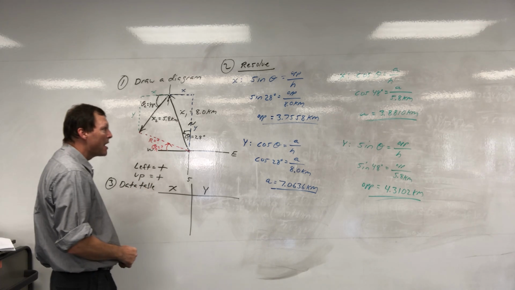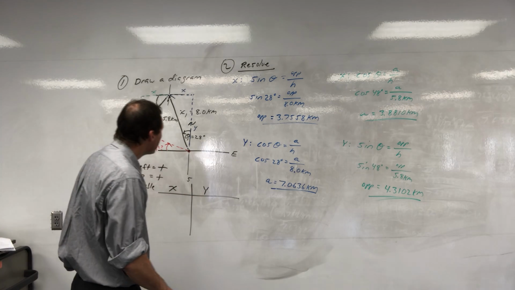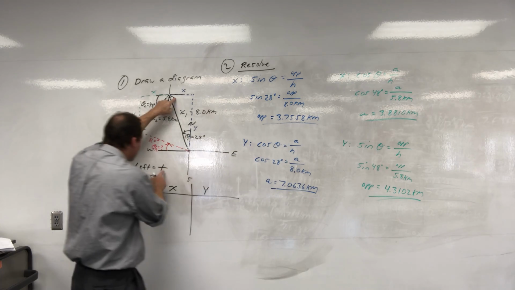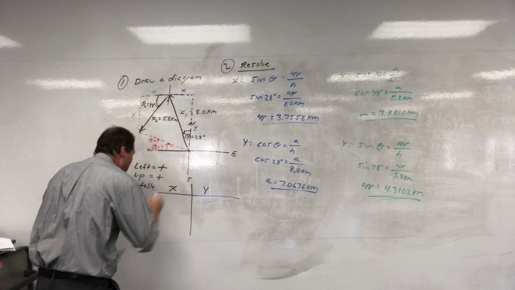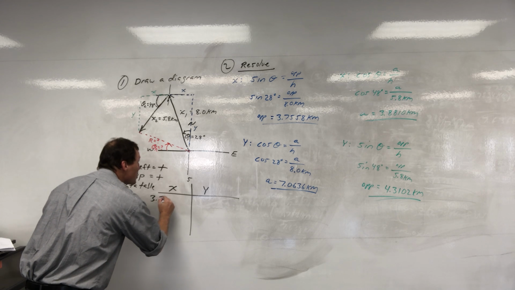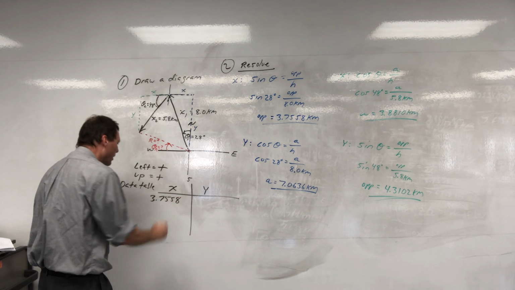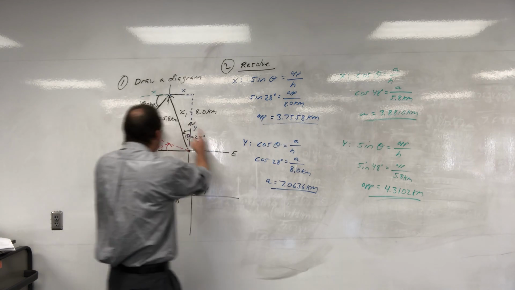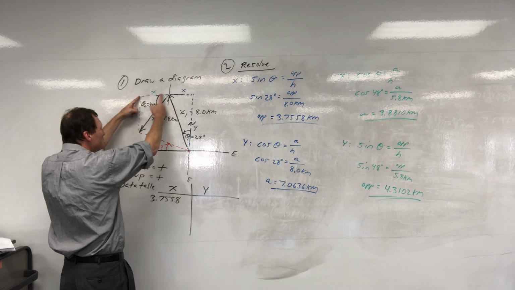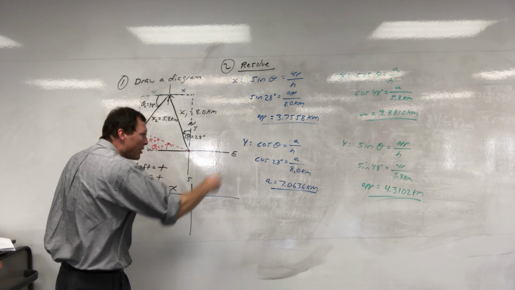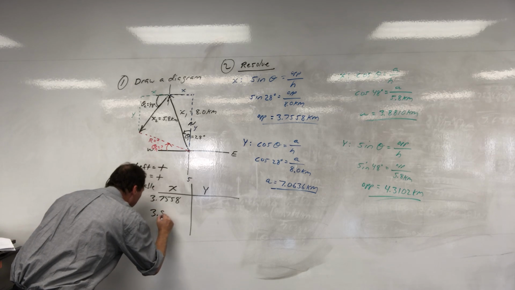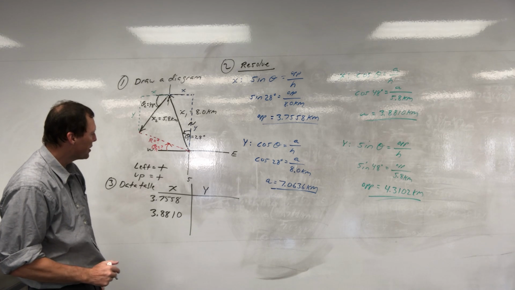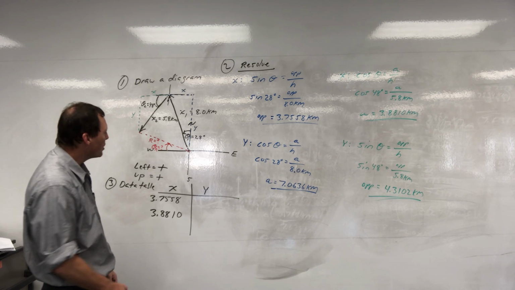What we're going to do is add up all the x's and add up all the y's. So this x is going to the left. So I made to the left positive, so I'm going to put a positive 3.7558 in there. Now let's look at the other x. That's this x component right here. It's also going to the left, and I made to the left positive. So again, I'm going to put in a positive 3.8810 kilometers in there.